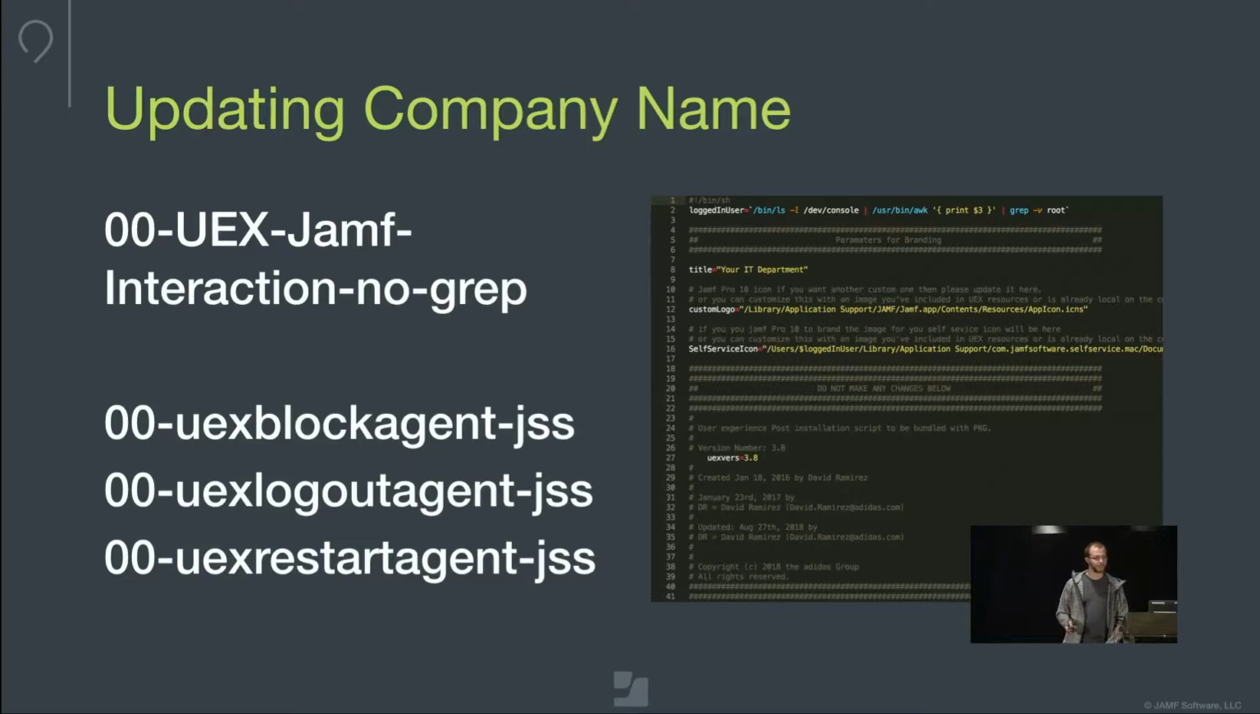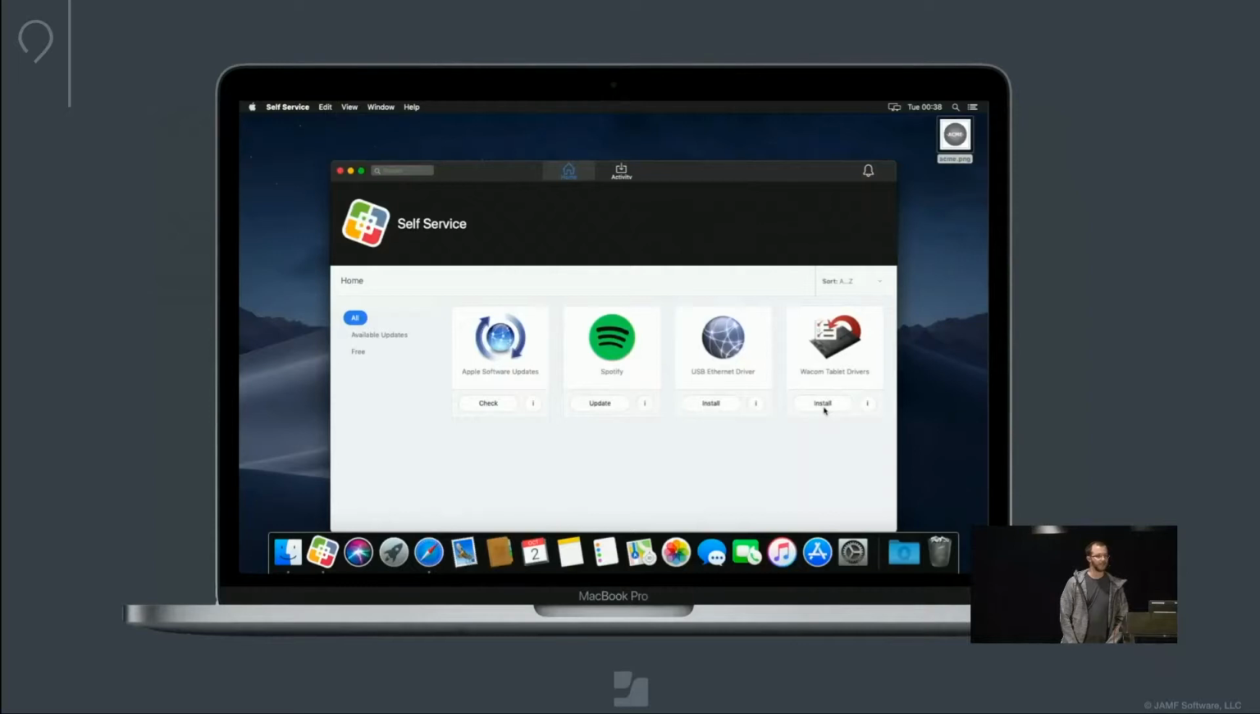If you need to update your company name, you simply go to these 4 scripts, and at the very top of these scripts, you can't miss it, it has the title, and that can be your company name. I have your IT company here, because I don't know what else to put. And then you also have the file path to the icons that you want to use. But I'm going to show you an even cooler way to do it. Next. Now, branding this tool can be as easy as updating the self-service icon in Jamf Pro.